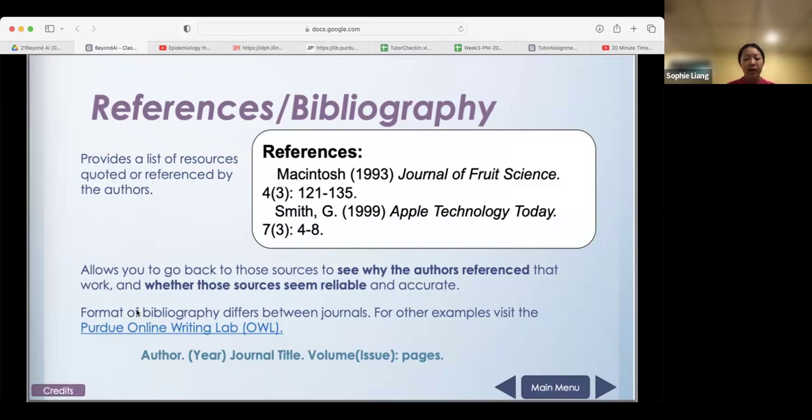And then it says format of bibliography. It differs between journals. So there's different formats of the bibliography. For other examples, visit Purdue Online Writing Lab, OWL.